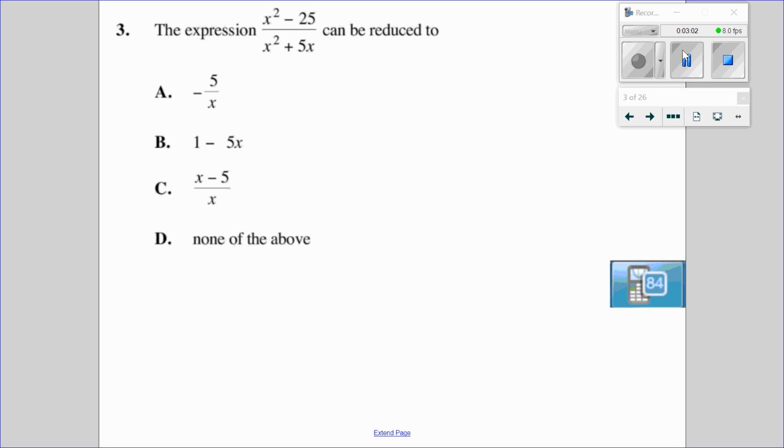Okay, in this one here, we want to reduce it. So in other words, simplify it. In the numerator, x squared minus 25, I have a difference of squares. So square root of x squared is x. Square root of 25 is 5. Add one and subtract the other in any order.